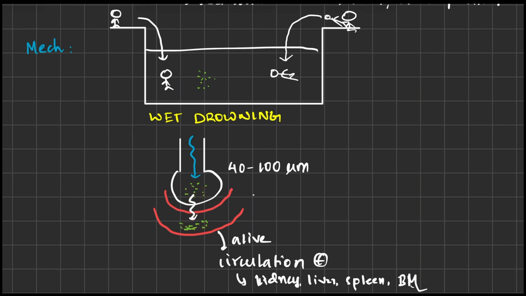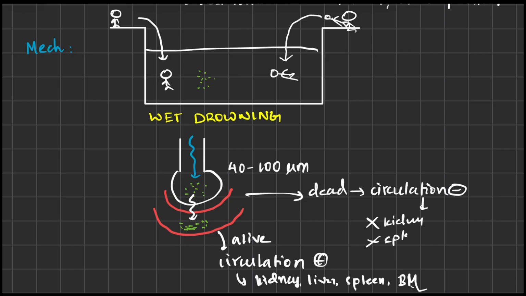But in second case, I am dead. So my circulation is no longer there. There is cessation of circulation due to death. As a result, the diatoms in the capillary do not get distributed to the rest of the body. So there is no diatoms in kidney, there's no diatoms in spleen, there's no diatoms in liver, and there's no diatom in bone marrow. So this is how you can differentiate ante-mortem drowning from post-mortem drowning.